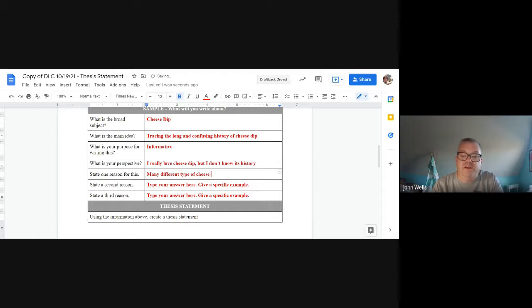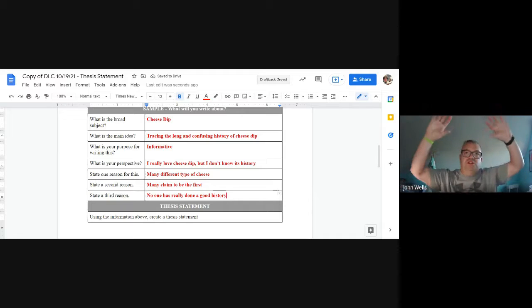and so why is it confusing? Why is it long? Well, because there's a lot of different cheese dips, right? I'm also going to put on here that many people claim it. Many claim to be the first, right? Why is it confusing? Because there's so many people that claim to have invented it first. And then my third reason is that no one has really done a good history, right? Okay, so let's say that I want to focus on these things.